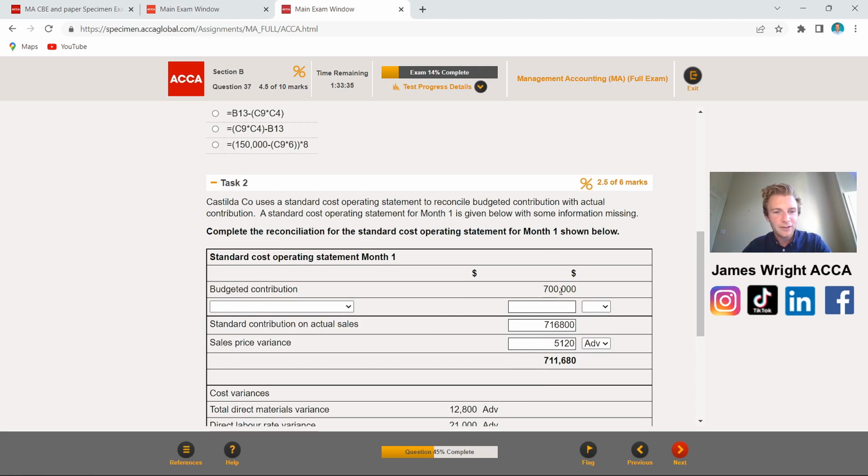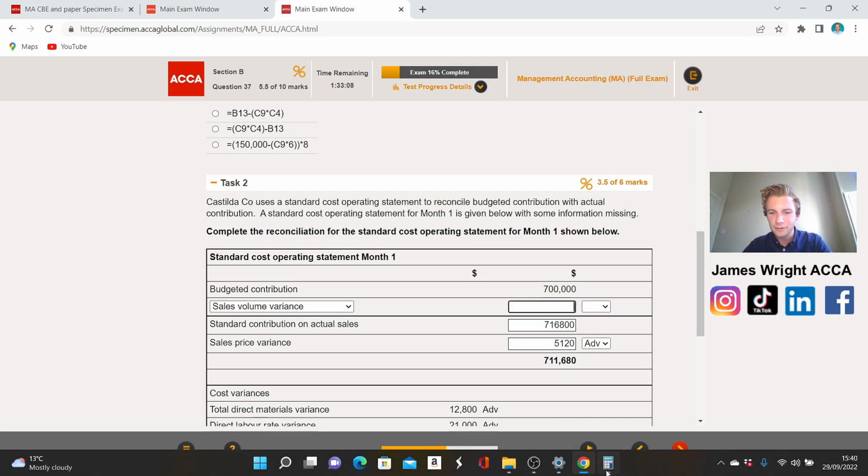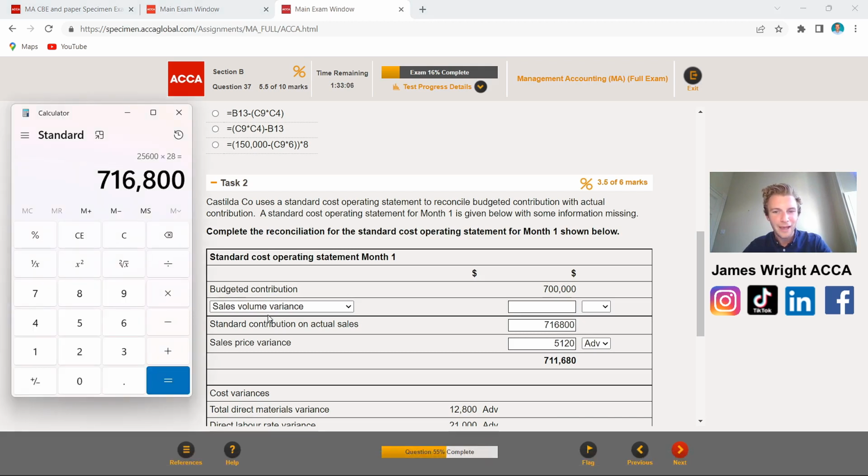We've got a budgeted contribution of 700,000. We've then got a standard contribution on sales of 716,800. Now to get to that, we've then got a difference, and that is where we're going to have a sales volume variance difference as a result on this. And then we've got to say, well, what is the difference? Well, we know what it is. We've got a balancing figure on there. For anyone who, in fact, let me just put it on the screen just in case anyone's wondering where I'm getting this from.